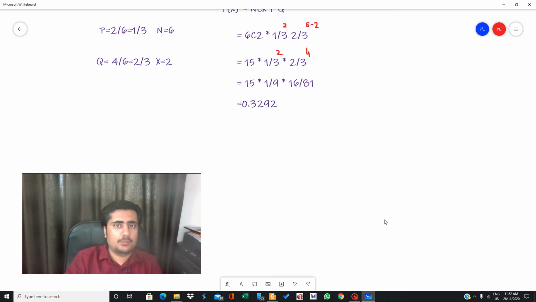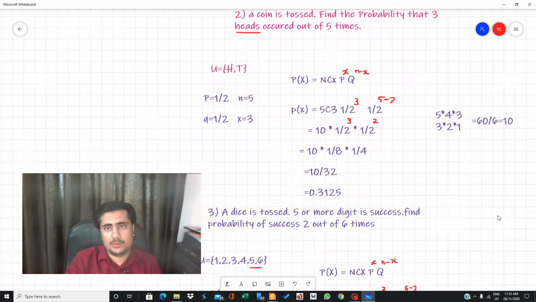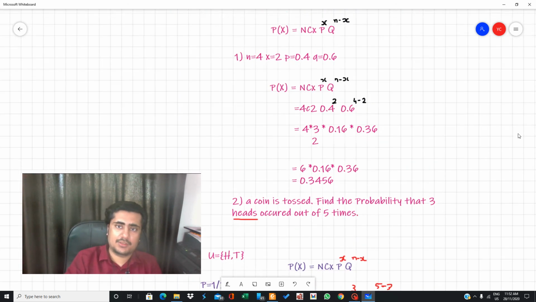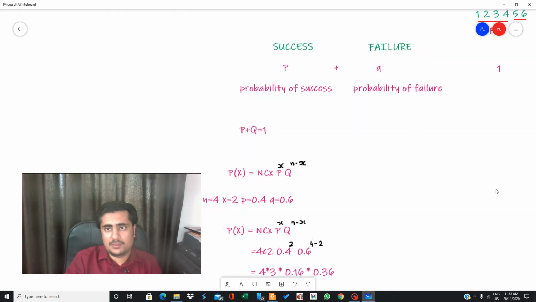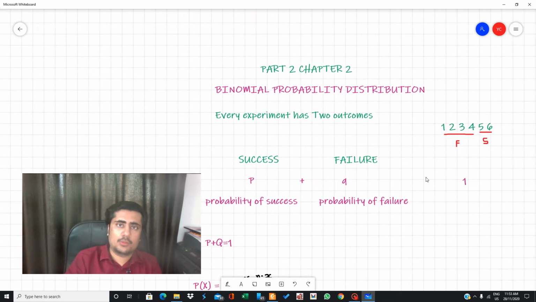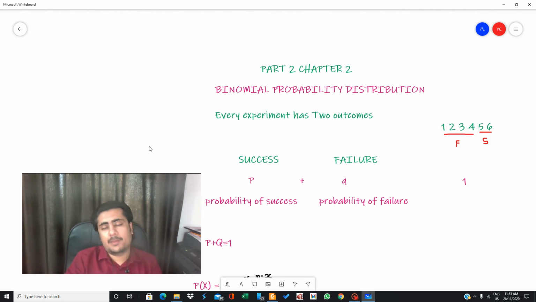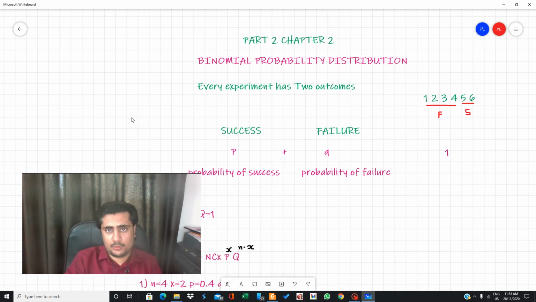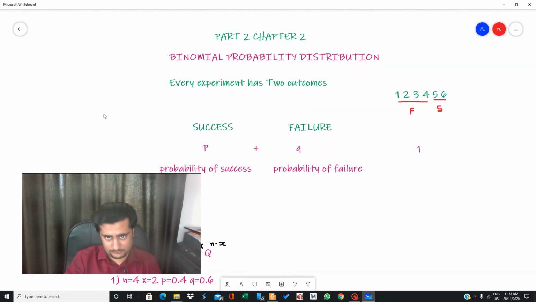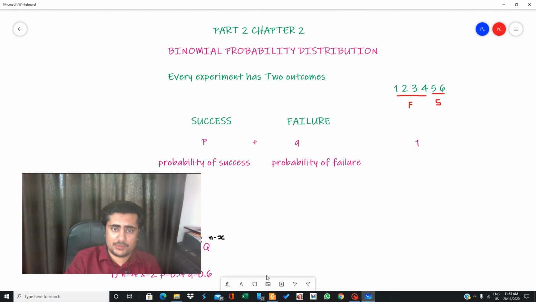We are doing part 2, chapter number 2, in which we had started the topic binomial distribution in the last lecture. This is my second lecture for this binomial probability distribution. I would like to revise what we had done in the first lecture. I told you about the concept of binomial distribution.